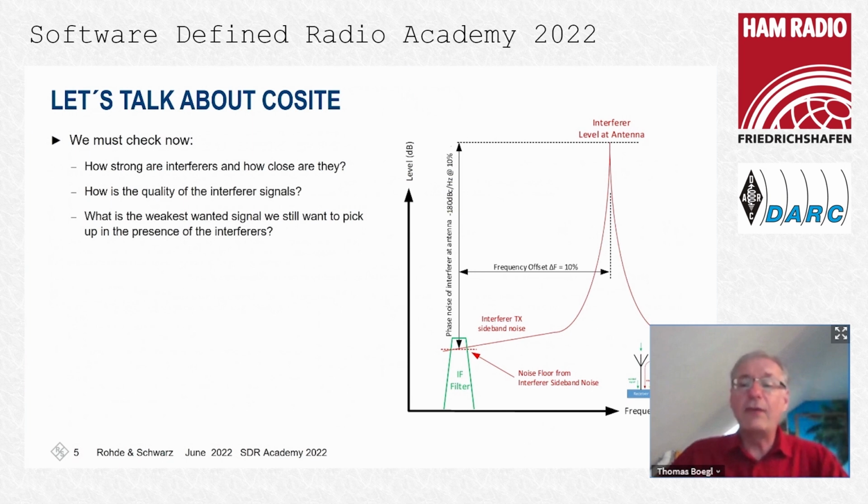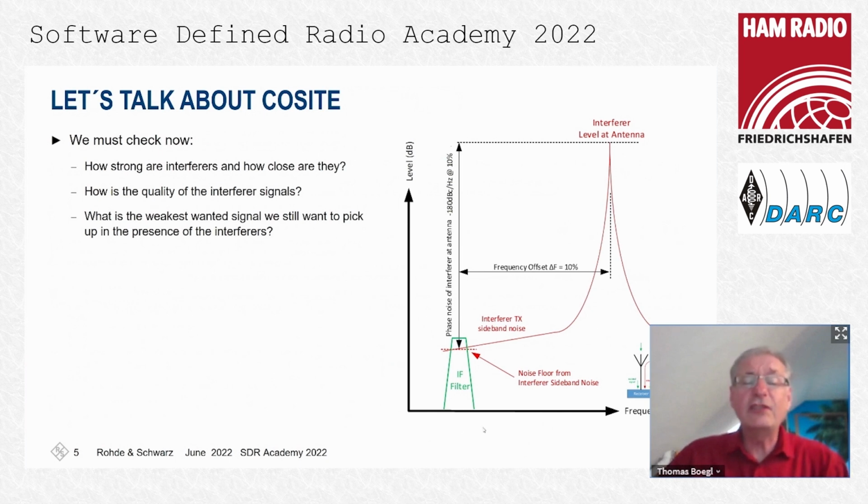So here we have our picture again with the receiver and the transmitter. The transmitter is represented mainly by three values. One is the maximum output value, which is on top here. Then the frequency offset, in this example, 10%. And the sideband noise. I'm just taking sideband noise, no discrete spurs, and the sideband noise may fall into the receive channel. The receive channel is represented here by the green IF filter.